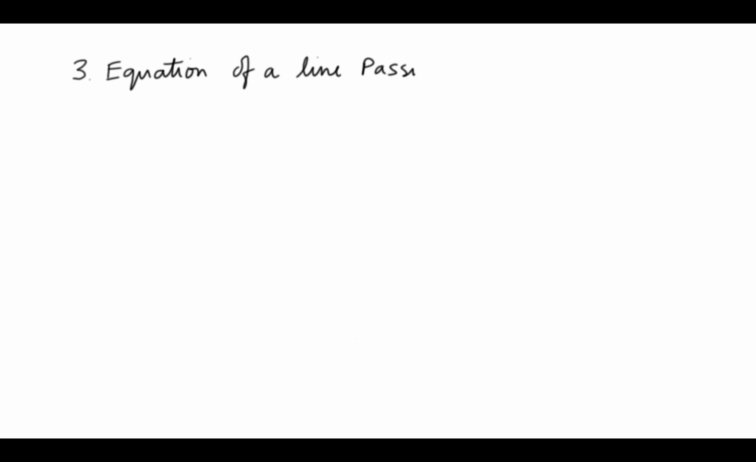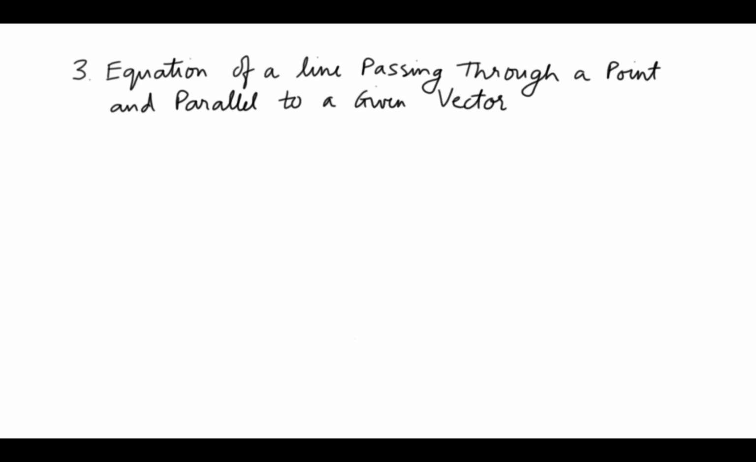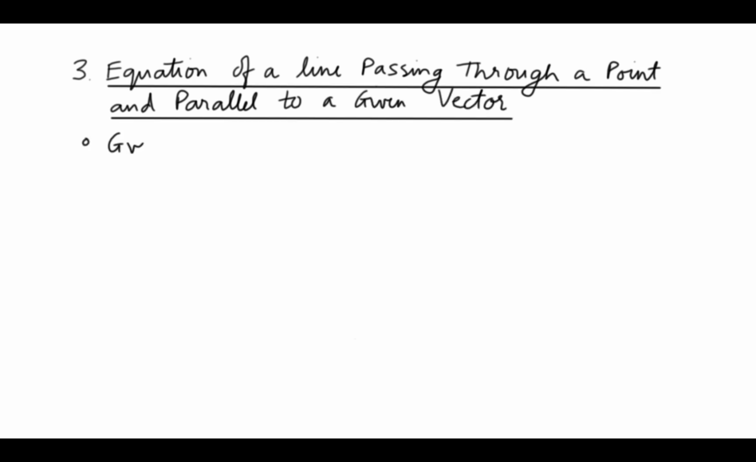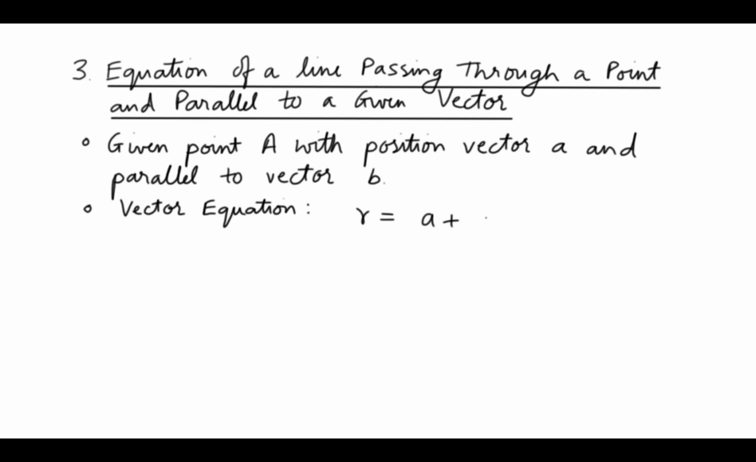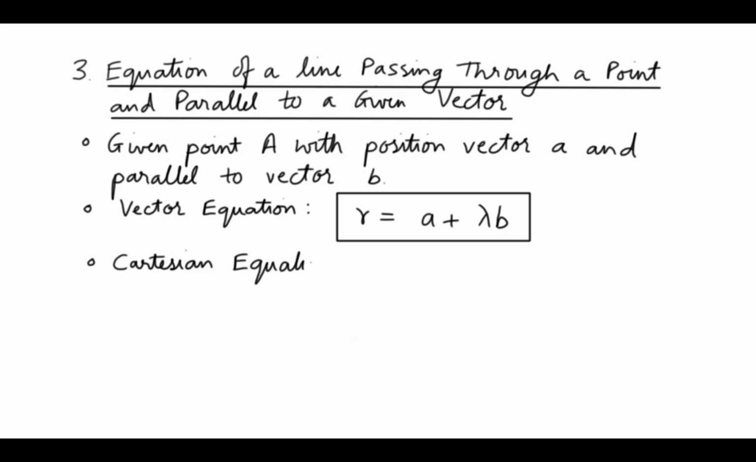So, equation of a line passing through a point and parallel to a given vector. To lock down a line in space, you need a starting anchor point and a clear direction trajectory, right? In vector form, any point R on the line is found by starting at our known vector position A and moving a scalar multiple lambda along the parallel direction B.